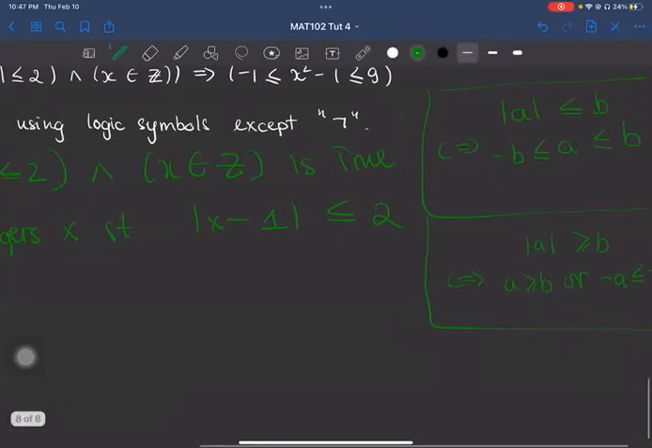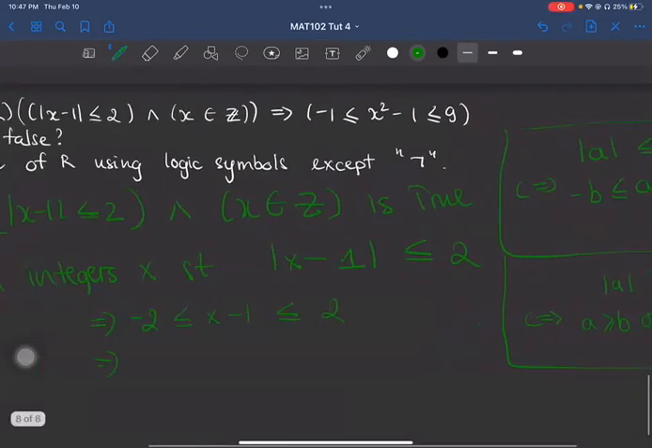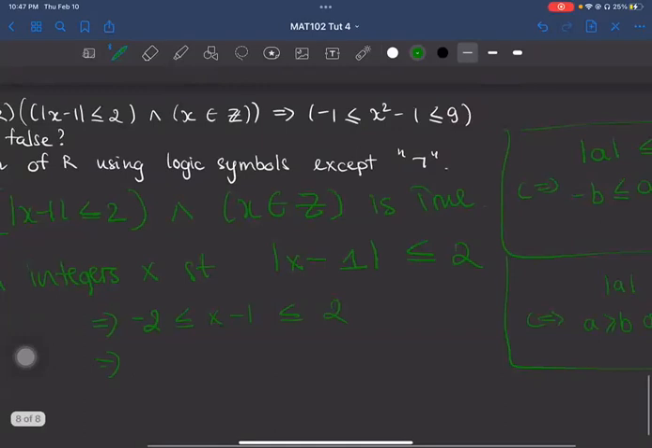So we have the absolute value of x minus 1 is less than or equal to 2, which means negative 2 is less than or equal to x minus 1 is less than or equal to 2. So we add 1 to every side. We have negative 1 less than or equal to x and less than or equal to 3. So here we have x squared.